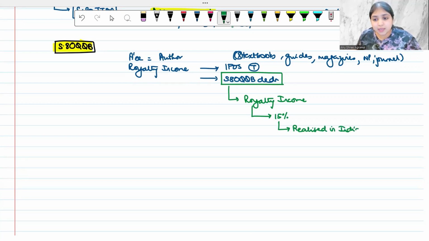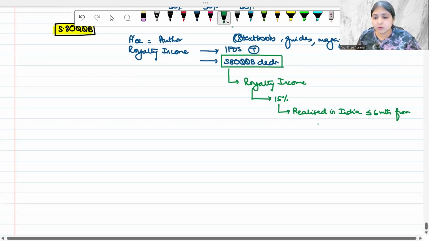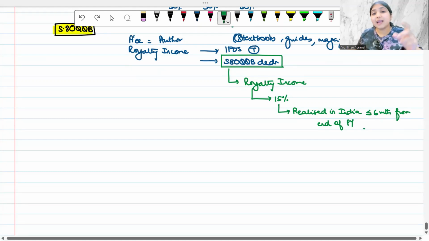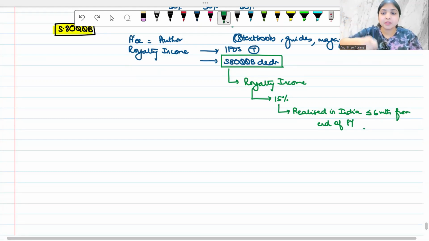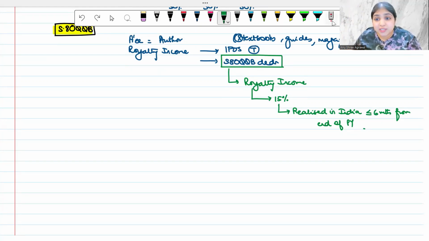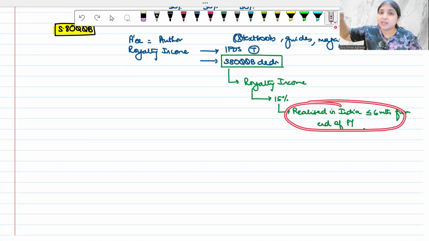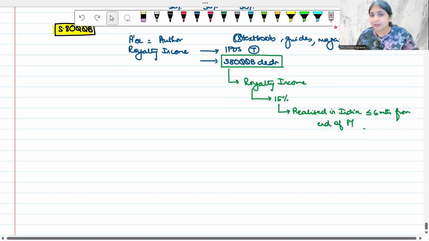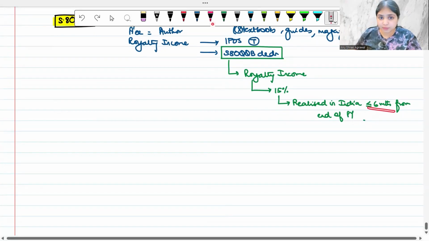It should be brought into India, it should be remitted to India within 6 months from the end of the previous year. I'll repeat again. We'll see how much royalty income has your assessee earned. If it is in a percentage form, it has to be restricted to 15%. Then out of this 15%, we'll consider only that part of the royalty income which has been brought into India within 6 months from the end of the year. Of course, this point will come into the picture only if the royalty is earned from outside India. So if the royalty income is earned from outside India, we'll consider only that part which we have brought back into India within 6 months from the end of the previous year.